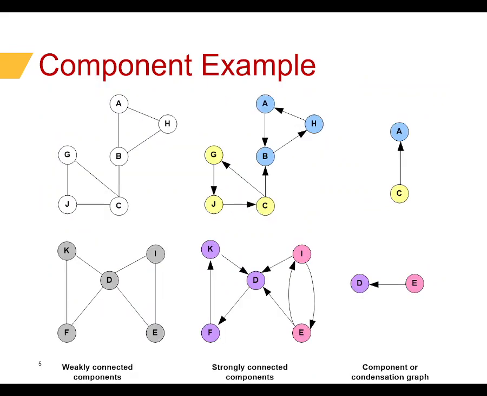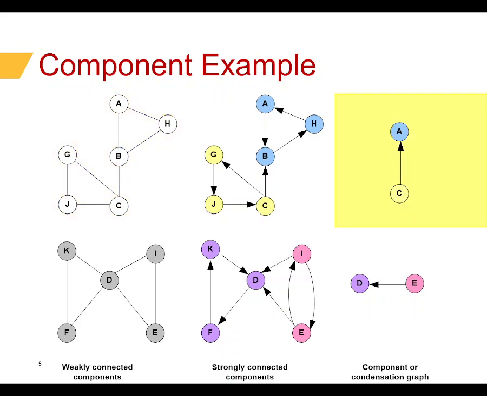Let's consider two directed graphs and examine their weakly and strongly connected components and their corresponding condensation graphs. The top graph has two strongly connected components. The first consists of vertices A, B, and H. The second consists of the vertices C, G, and J. It is weakly connected, so it only has one weakly connected component.